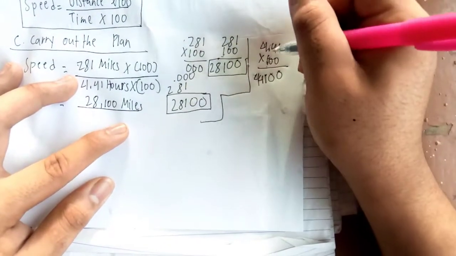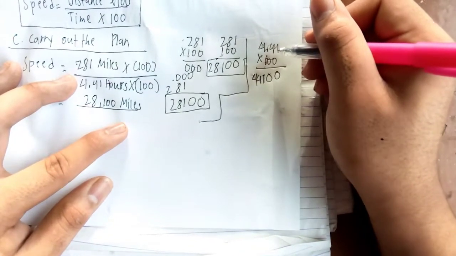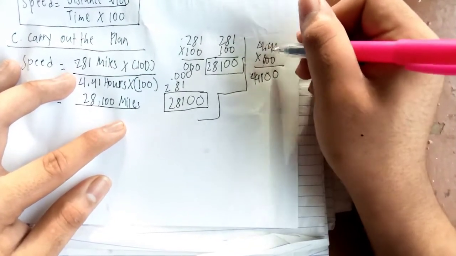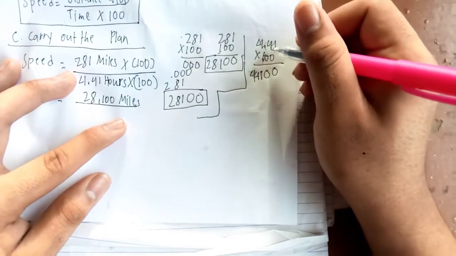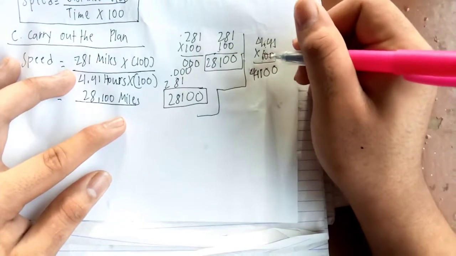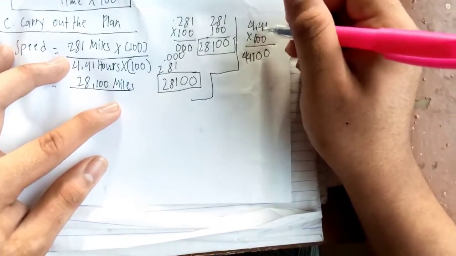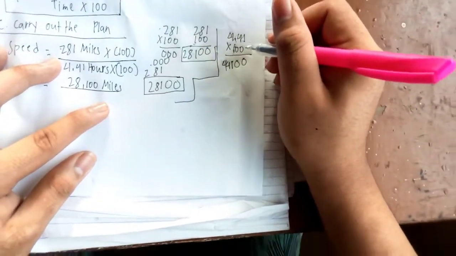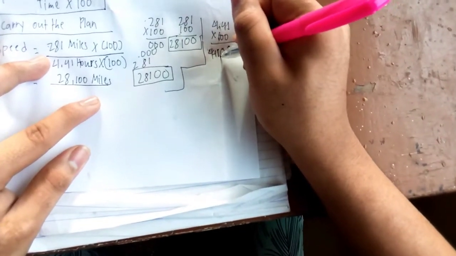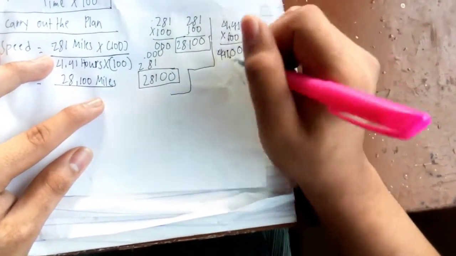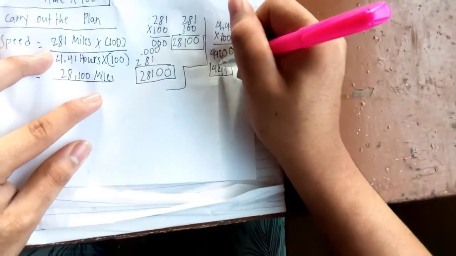So remember, we have 2 decimal points. How many numbers are in the decimal places? We count 1 and 2. So in order to get the answer, we need to put our decimal point in the right position. There are 2 numbers inside the decimal, so this is the way, 1 and 2. Since it's 0, your answer will be 441 hours.